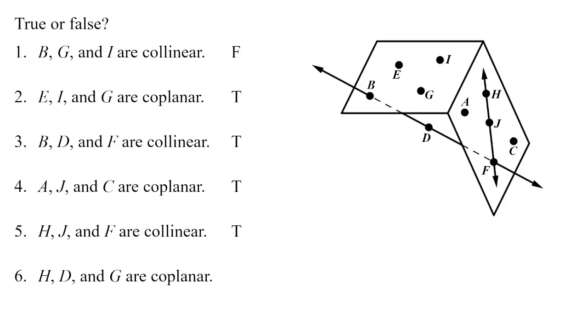Finally, H, D, and G are coplanar. Okay, so here's H, here's D, and here's G. All three of these points do not lie in the same plane. Therefore, the answer is false.